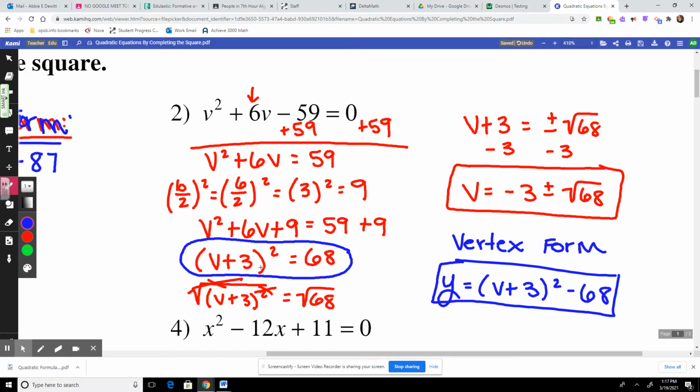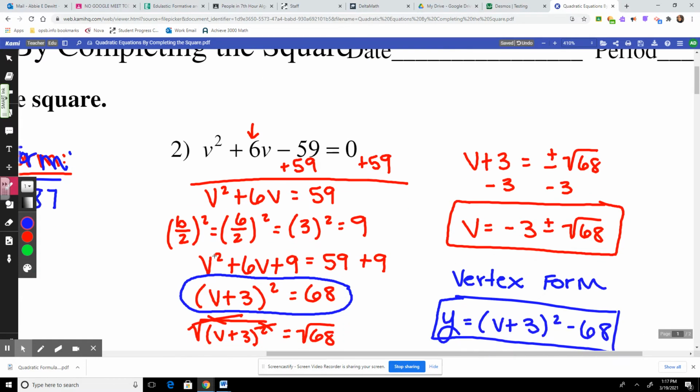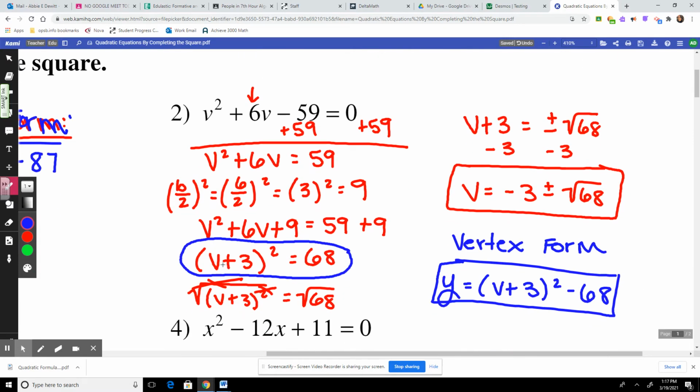Once you get your perfect square binomial set equal to a constant, that is the step that you go back to write your vertex form. Because if you look at the vertex form in your notes on the back of the page, you will see that it's x minus h squared plus k. Okay, so this is in that form.